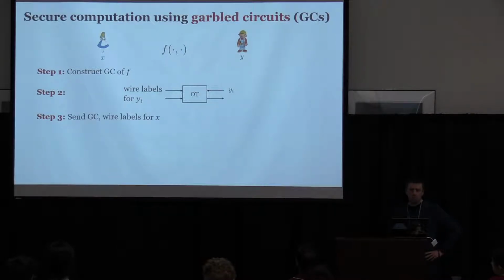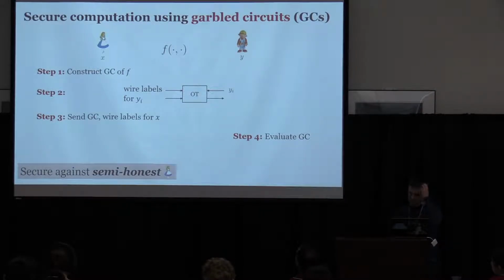And then we send the garbled circuit to Bob, and the wire labels, and Bob will evaluate this garbled circuit under encryption. Okay, so this is a very well understood, very highly celebrated approach. It is secure against a semi-honest Alice and against a malicious Bob.